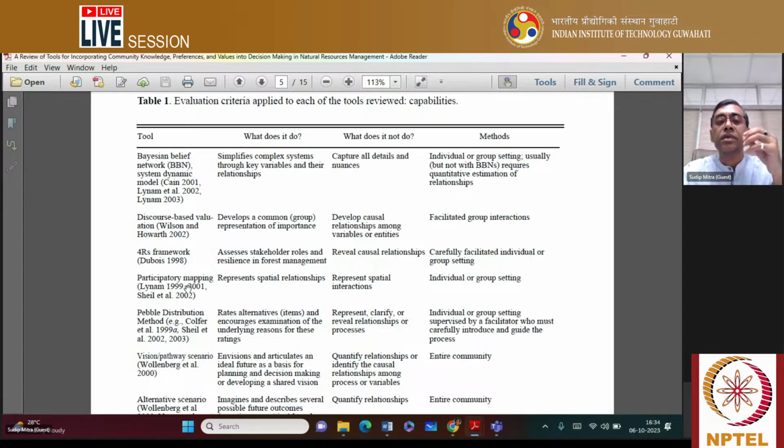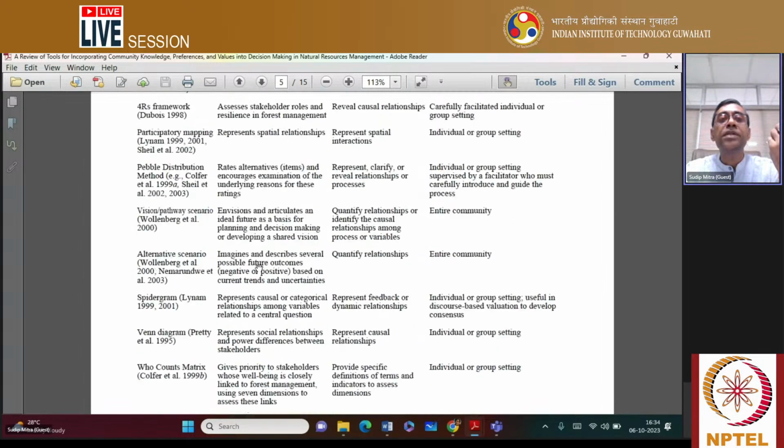Participatory mapping is another tool. Here, this tool represents spatial relationships. Okay. And we have also one video on participatory rural appraisal, and there you will see that the participatory mapping tool is one of the important tools that I have discussed. So again, this also helps for individual and group setting methodology. It follows. Then next comes the pebble distribution method.